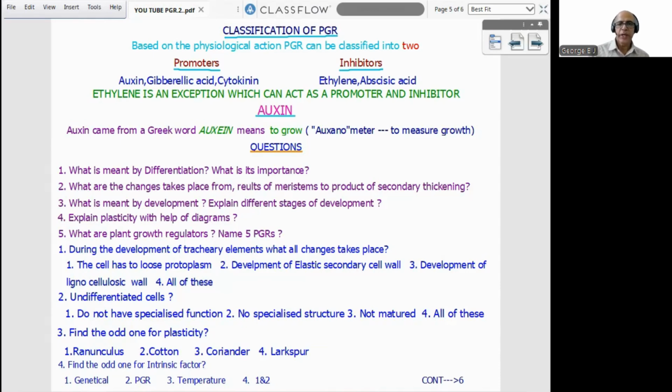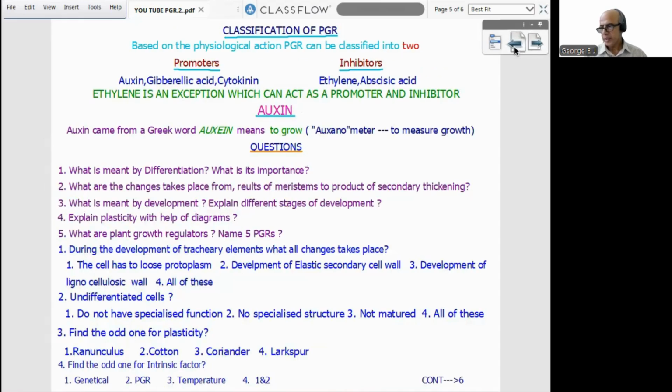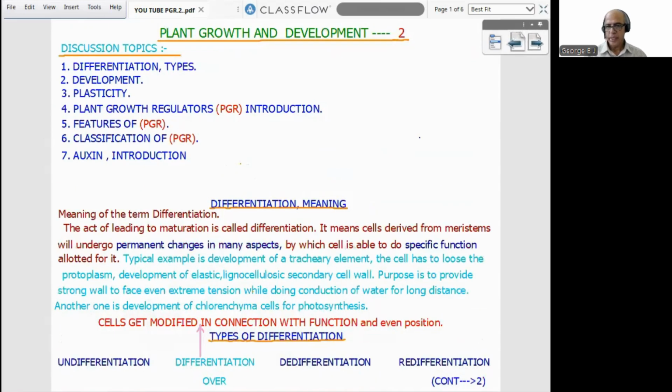Last episode, we studied an instrument called the auxanometer to measure growth. And after this, 5 theory questions and 5 entrance questions with the key. So these are the items you have to learn in this episode. So we'll just pass through plant growth and development, second episode, 7 aspects, starting with differentiation: its meaning, why it is an important event, what is the purpose. Then the next is types of differentiation: undifferentiated, dedifferentiated, redifferentiated.